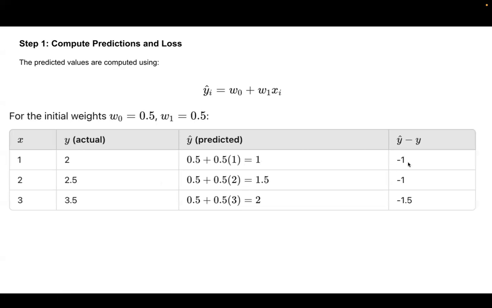So what is our loss? It is y hat minus y. So 1 minus 2 is minus 1. Y hat here is 1.5 minus 2.5, which is again minus 1. 2 minus 3.5 is minus 1.5. So this is our loss. The total loss function would be adding up all these three, so it would be minus 3.5.